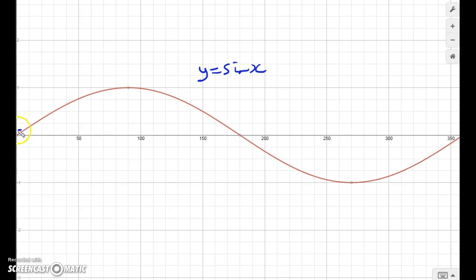So it cuts the x-axis at 0, 180 and 360 out there. Also, its maximum occurs at 90 degrees and it has a maximum of 1. Its minimum occurs at 270 degrees and that minimum value is -1. So that's your basic sine graph.